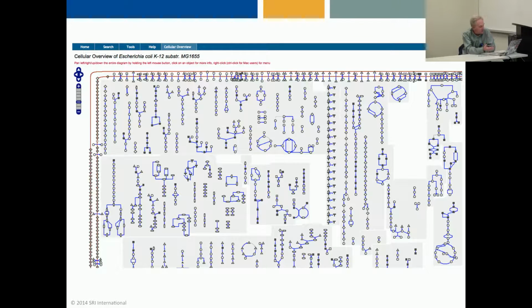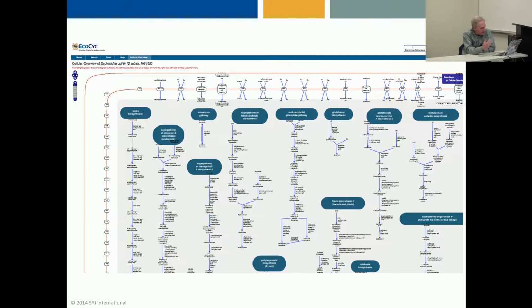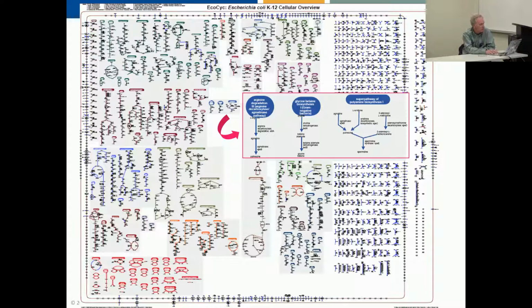And so you can zoom into the diagram, here we're zooming in more and more to see a higher resolution view, until finally you get a version of the diagram that's basically a metabolic wall chart that you can print out on a large printer and put on your wall.